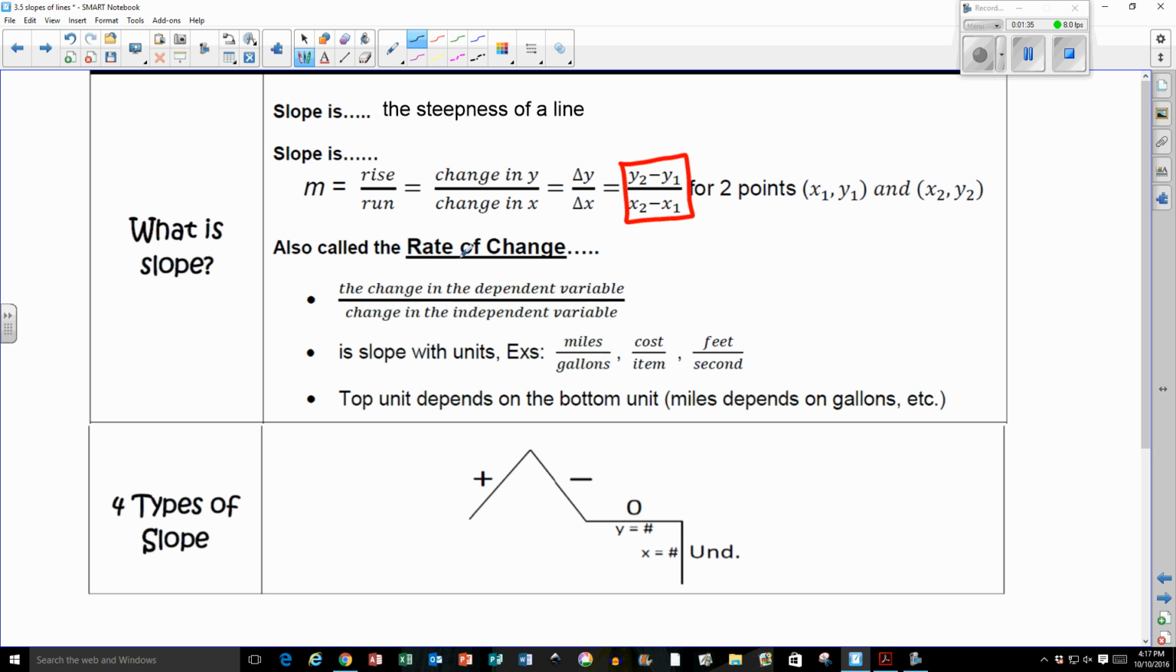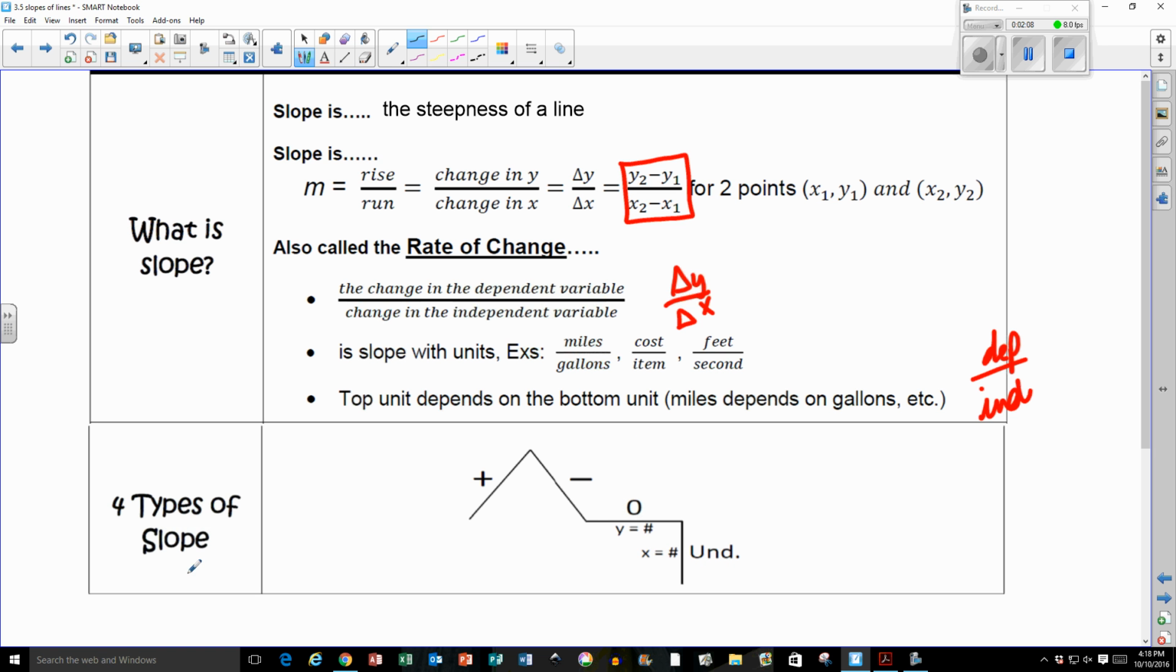It's also called rate of change, which is a fancy way of saying the change in the dependent variable divided by the change in the independent variable, so change in y over change in x. Slope has units, like miles per gallon, cost per item, feet per second. The top unit depends on the bottom unit, so dependent over independent.